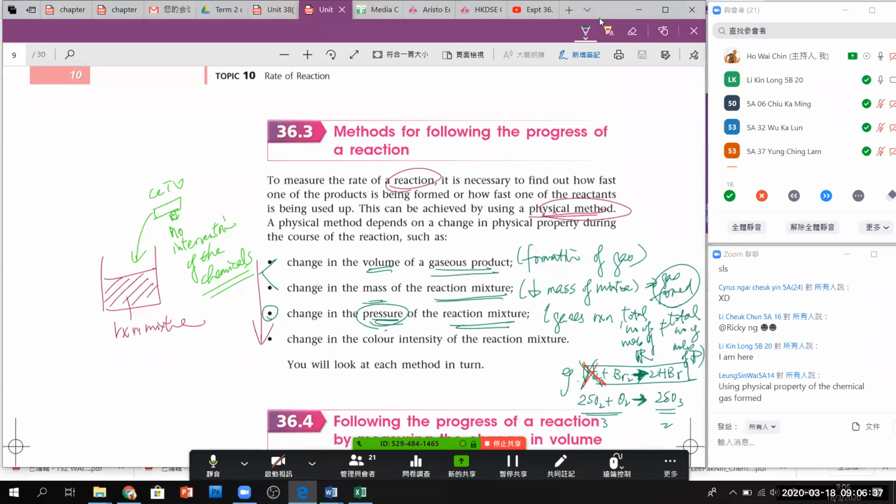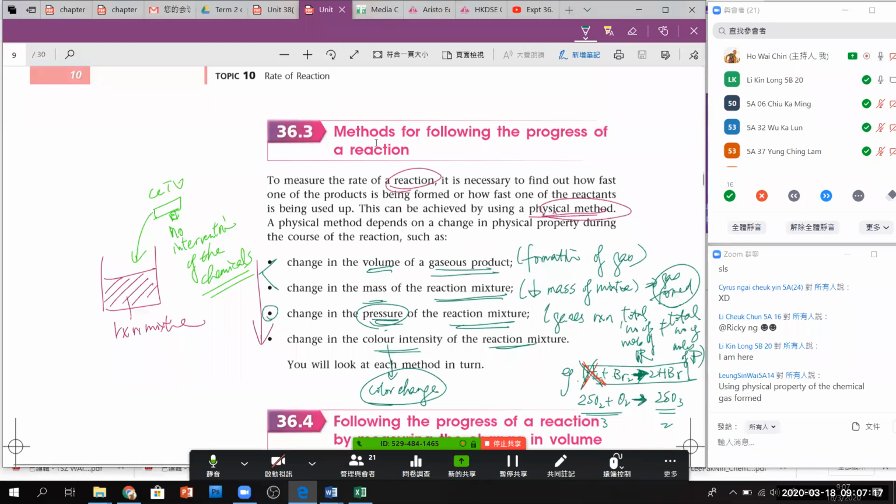And finally, the change in color intensity of the reaction mixture. So what reaction should we deal with? Of course, for the reaction which shows color change, we'll use this one. So you have to choose very carefully which method you are going to use while you study the rate of reaction. This is commonly seen in your exam. I will give you a certain type of equation, and you have to suggest what experimental method, what physical method, is more suitable to monitor the progress of the reaction. Do you understand? So this is what I would like to share with you.